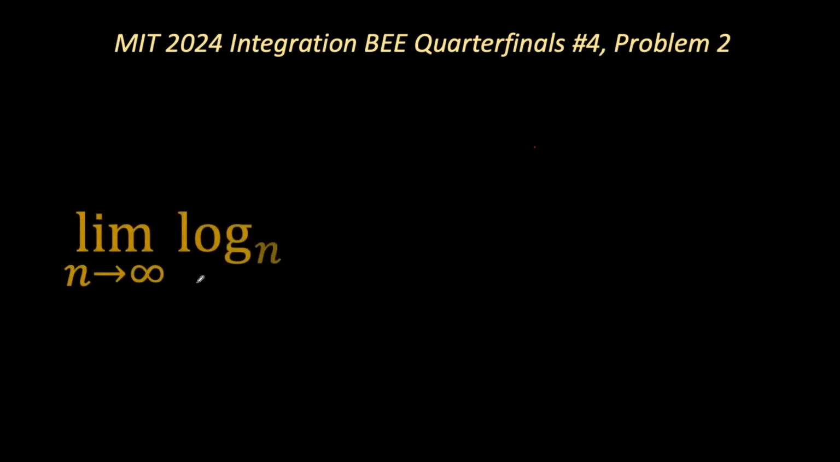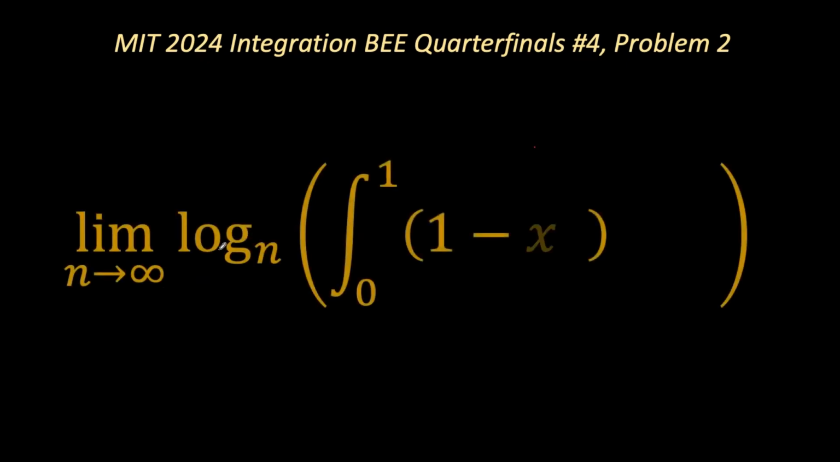the limit as n tends to infinity of the log to the base n of, in brackets, the integral from x equals 0 to x equals 1 of (1 minus x to the power 3), close bracket, to the power n, and then close bracket. So this whole problem is a very interesting problem.